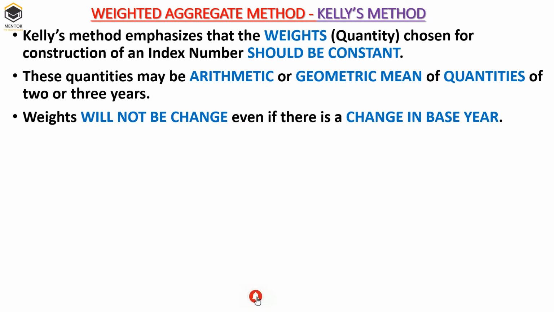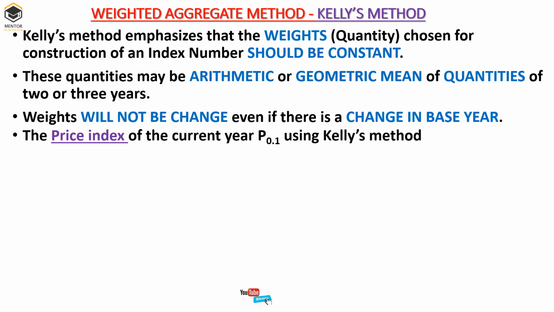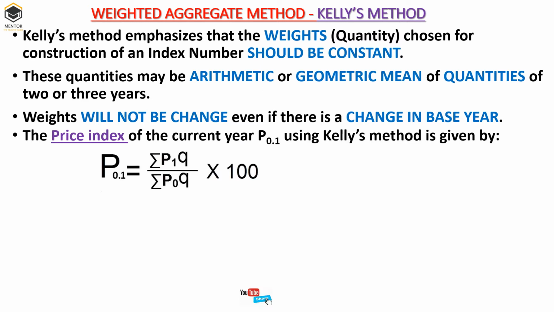So at the beginning I told you the weight should be constant in Kelly's method. The weight will not change even if you change the base year. So the price index of the current year P01 using Kelly's method is given by P01 is equal to summation P1 into Q divided by summation P0 into Q, into 100, where Q is the fixed quantity weights.